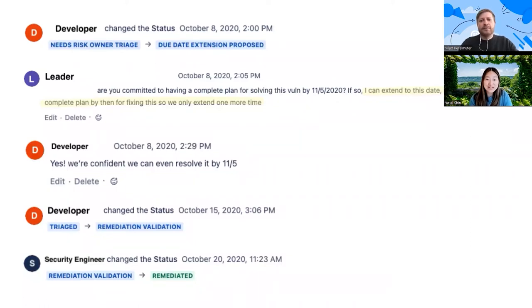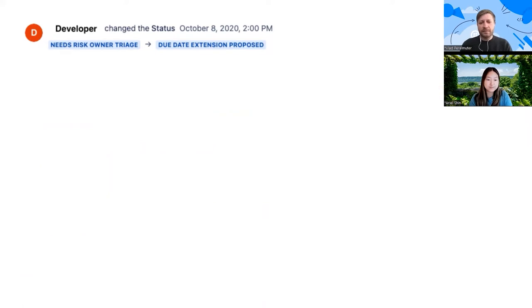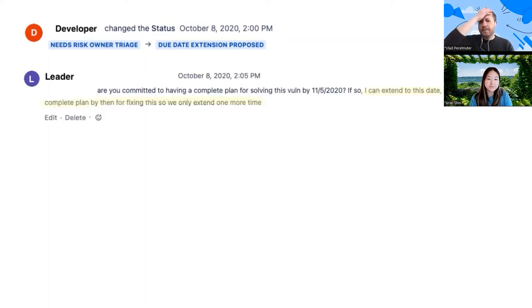So let's talk about a real life example of this workflow at Segment. Since it's a real example, a lot of the information is heavily redacted, but bear with me on this slide as I try to show you a normal way our leaders, developers, and security engineers communicate in Jira about a due date extension. A developer was assigned a P2 vulnerability and needed more time, so they proposed a due date extension. Since it's a P2, the extension approval went to a VP.